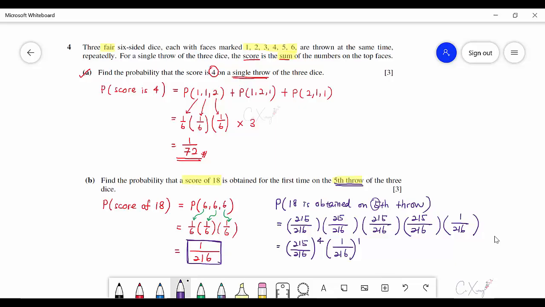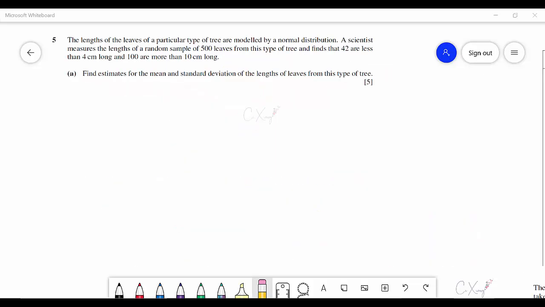Then from here, if you press the calculator correctly, you should have 0.000454. So I will leave my answer like this in 3 significant figures. So this is what we have for question number 4. All right, so question number 5.